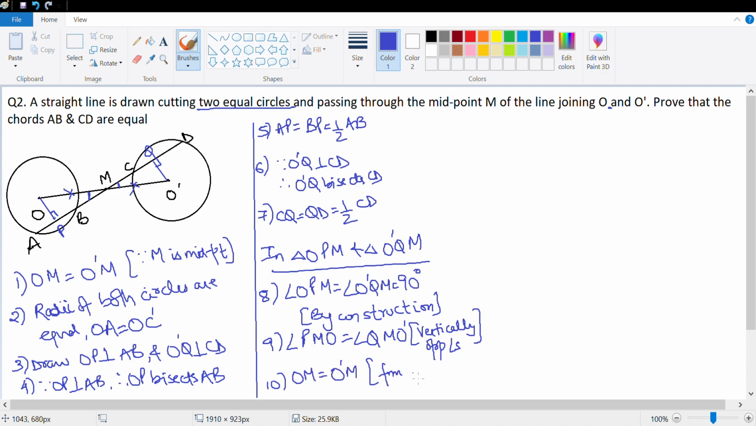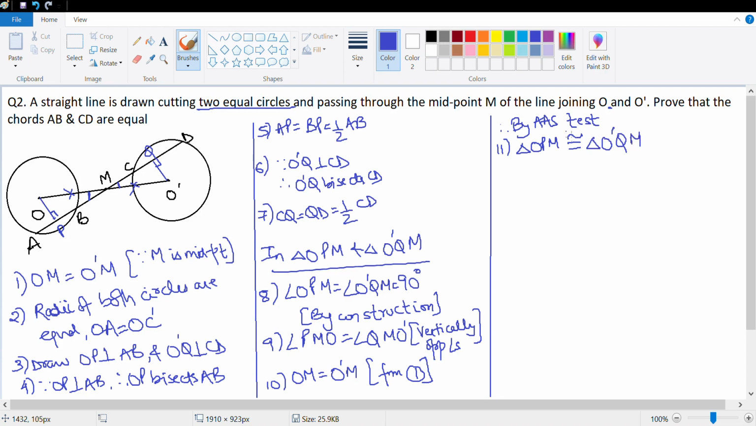This is from 1. So by angle side test, triangle OPM is congruent, not similar, congruent, to triangle O dash QM. How does this help us? What we get is, therefore, OP is equal to O dash Q. This is CPCT.